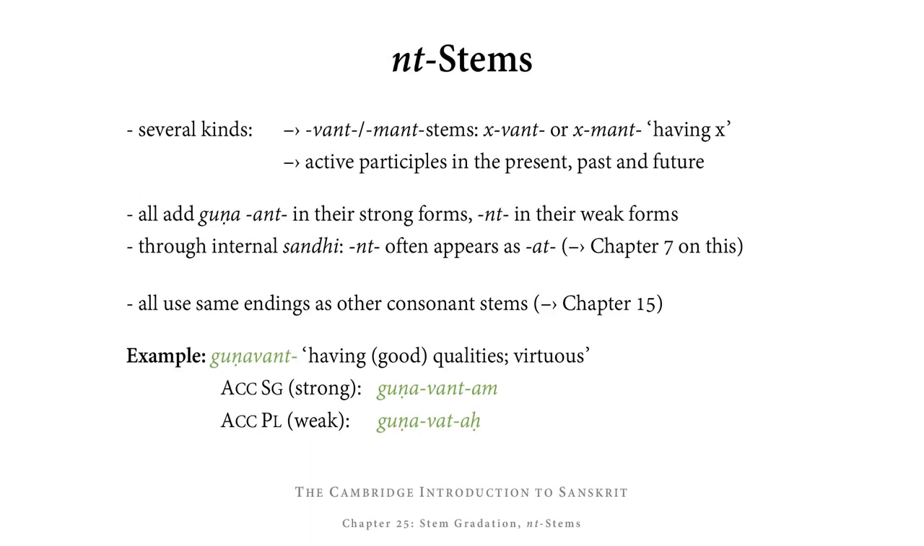So just one brief first example. The noun gunavant, the adjective gunavant means having qualities or having good qualities and therefore virtuous. This is formed by taking the noun guna, meaning quality, and adding vant. An example of a strong form of this would be the accusative singular gunavantam, where we have guna plus strong vant and the accusative singular ending, as opposed to the accusative plural, which is weak and consists of guna, vat in the weak form, and the accusative plural ending as. So gunavantam as opposed to gunavatas.